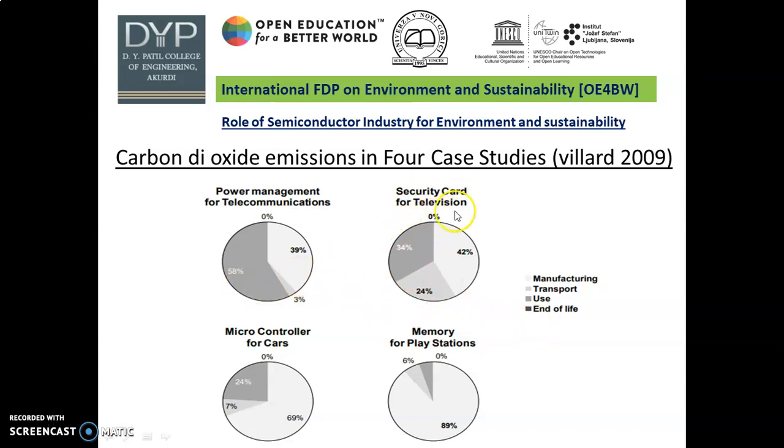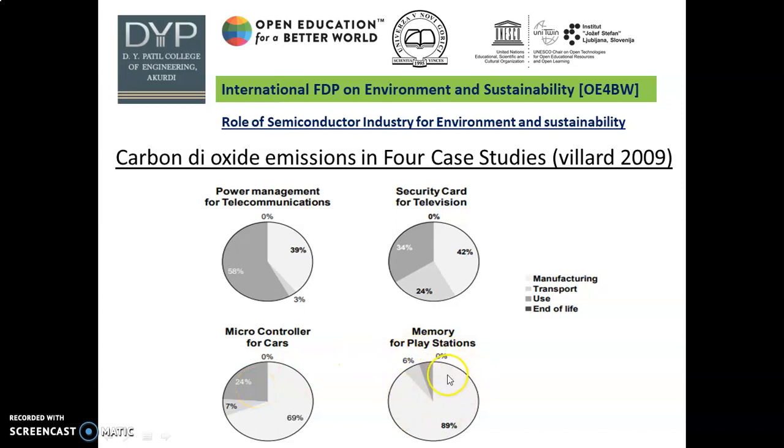But the security card for television, as everyone knows we are having the EPBX for television. For this we are using a security card, which includes the integrated chip. During manufacturing of this card 42% CO2 emission takes place, while 24% during transport and 34% during use of the device. Similarly, microcontrollers, which are used in the dashboard of our cars, during manufacturing of this microcontroller 69% of the CO2 emission takes place, while 24% is during its use.